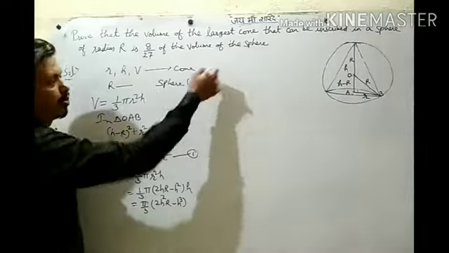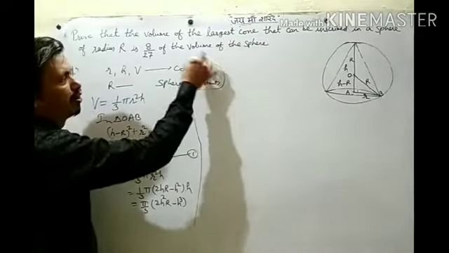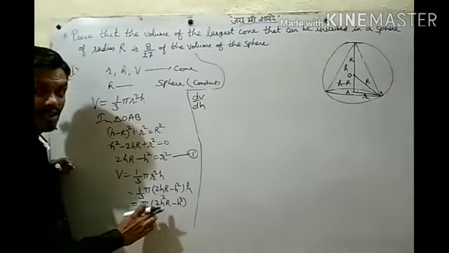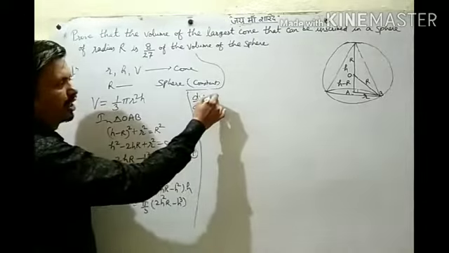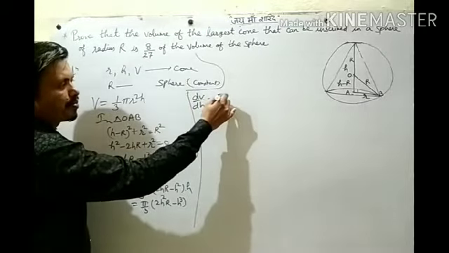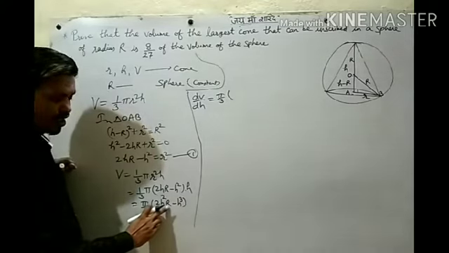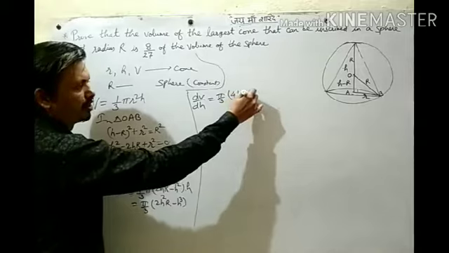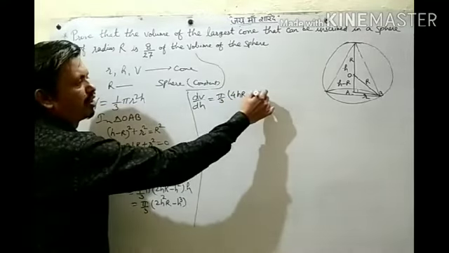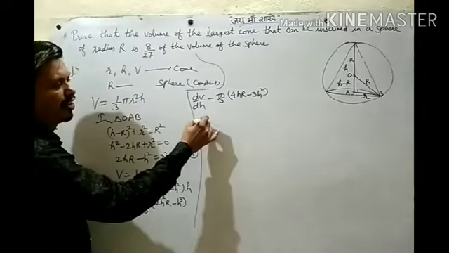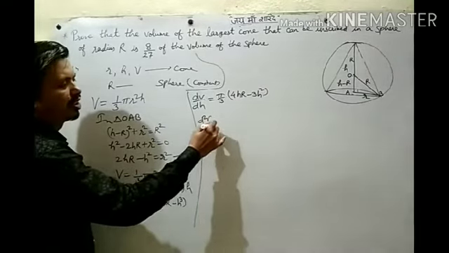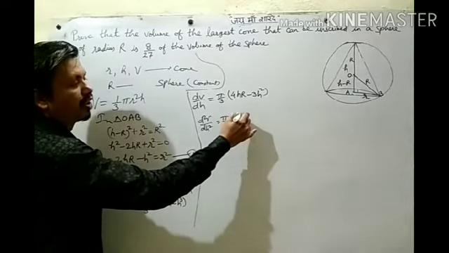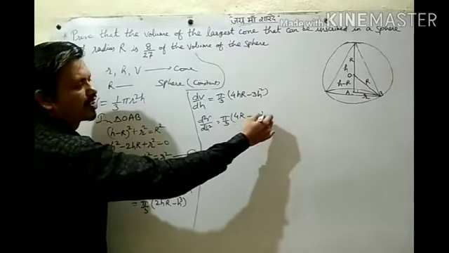Now the next step is we need the derivative of V. So dV by dh, because h is the variable and R is constant. So dV by dh will be pi by 3 times, R is constant, so we differentiate, it will be 4hR minus 3h square. Again differentiating, d2V by dh square, we get pi by 3 times its derivative, 4R minus 6h.